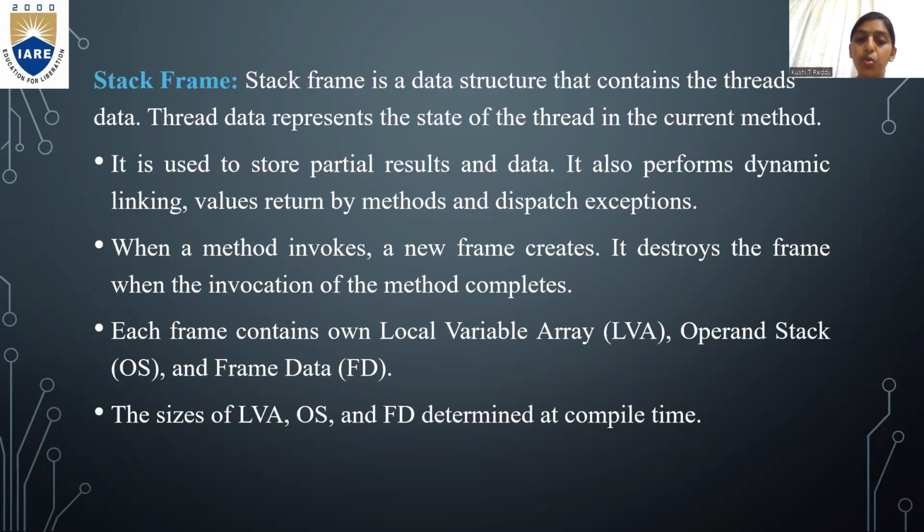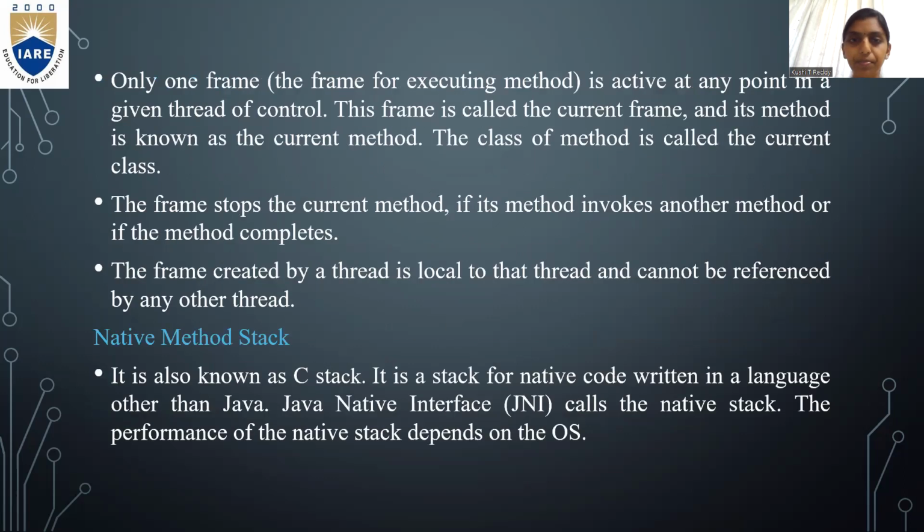When a method is invoked, a new frame is created. It destroys the frame when the invocation of the method completes. Each frame contains its own local variable array, that is LVA, operand stack, that is OS, and frame data, that is FD. The sizes of LVA, OS, and FD are determined at compile time.